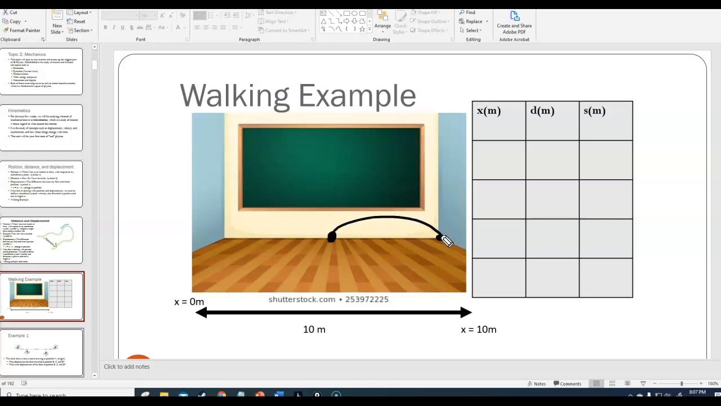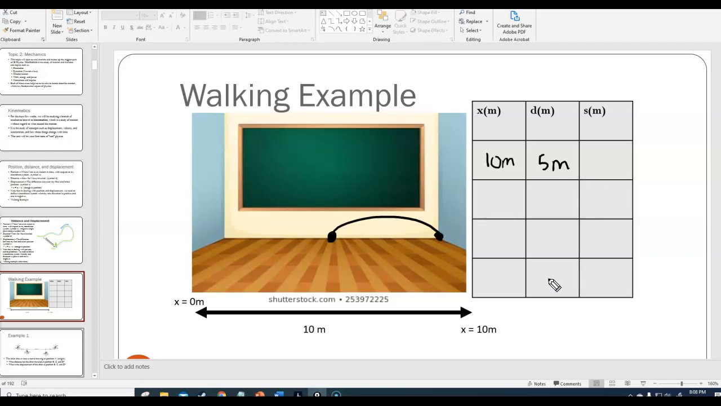Now, as soon as I start to walk, I'm going to walk from here to here. Okay, so what is my position now? Okay, well, my position now is 10 meters. Okay, what distance have I traveled? Okay, well, I started at 5 meters. I walked to the right. I'm now at 10 meters. So the distance I've traveled is 5 meters.